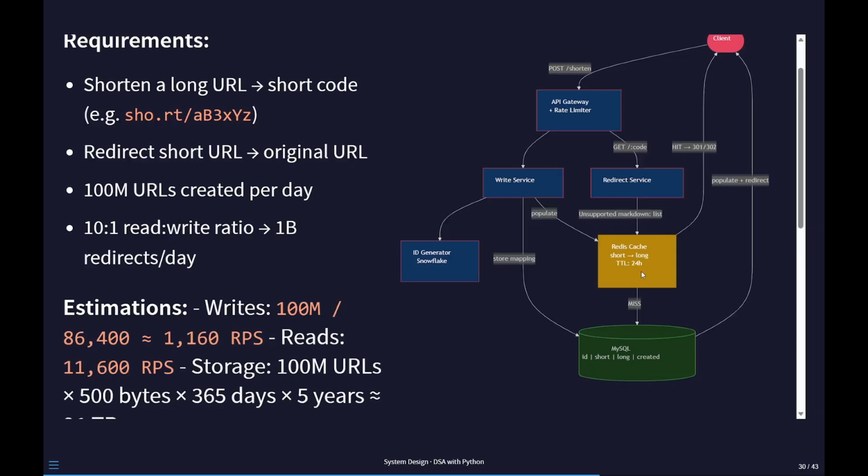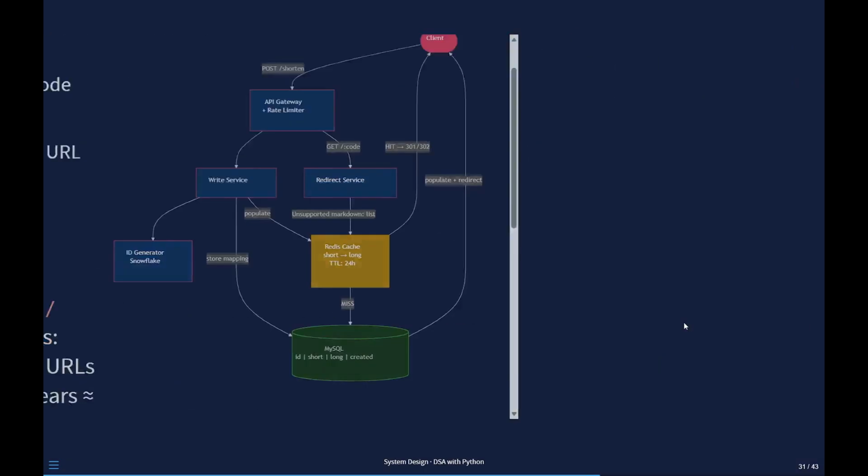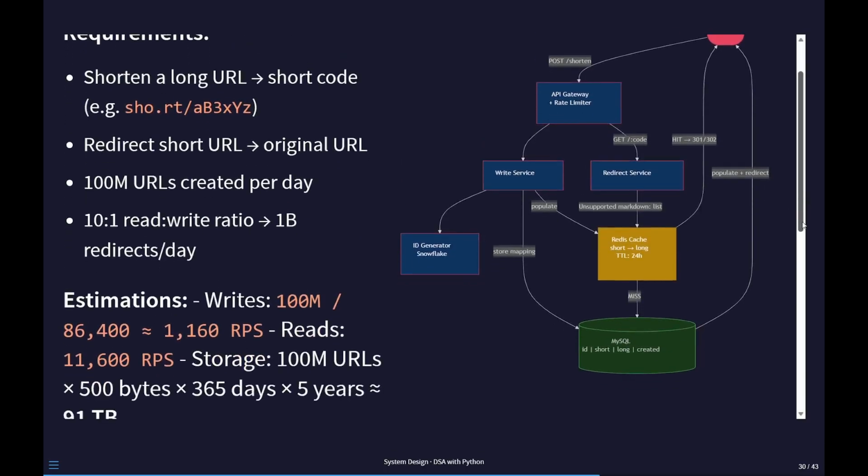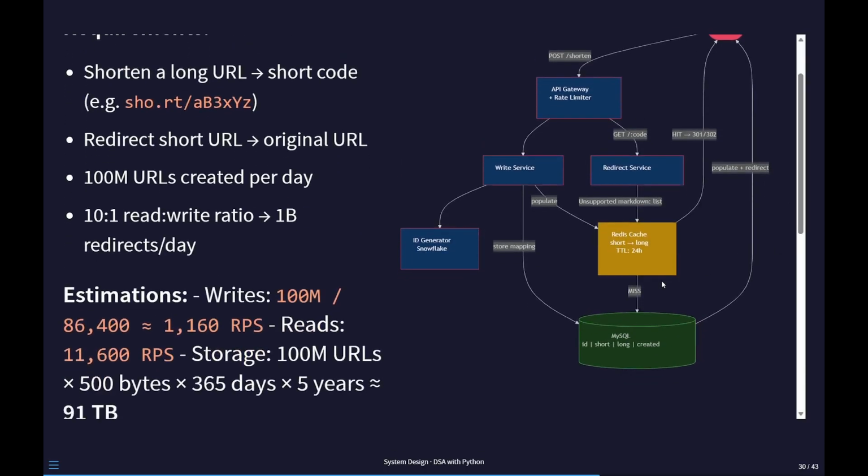The read-to-write ratio of 10:1 means your Redis cache will absorb the vast majority of traffic. Most short URLs, once shared, get many more reads than writes. Your MySQL is mostly for durability and cache misses on cold entries.